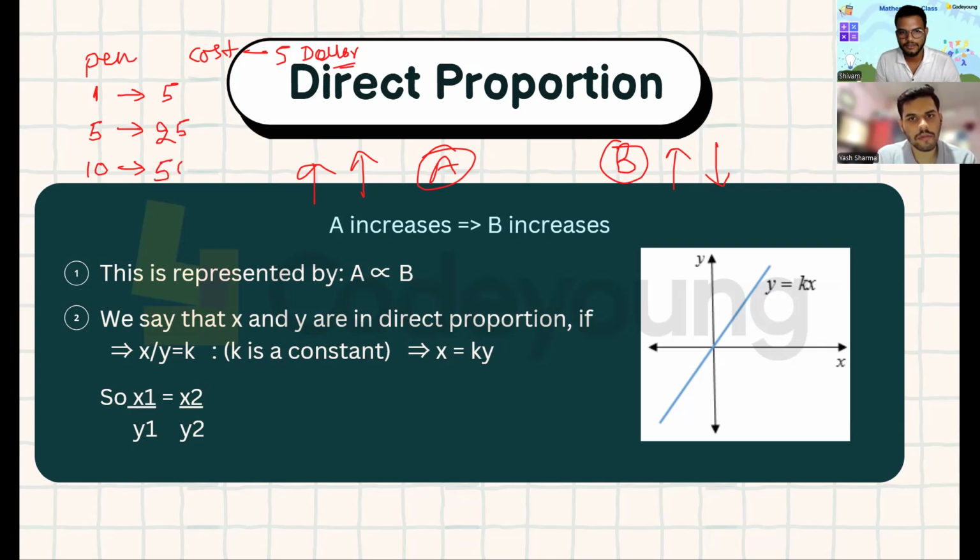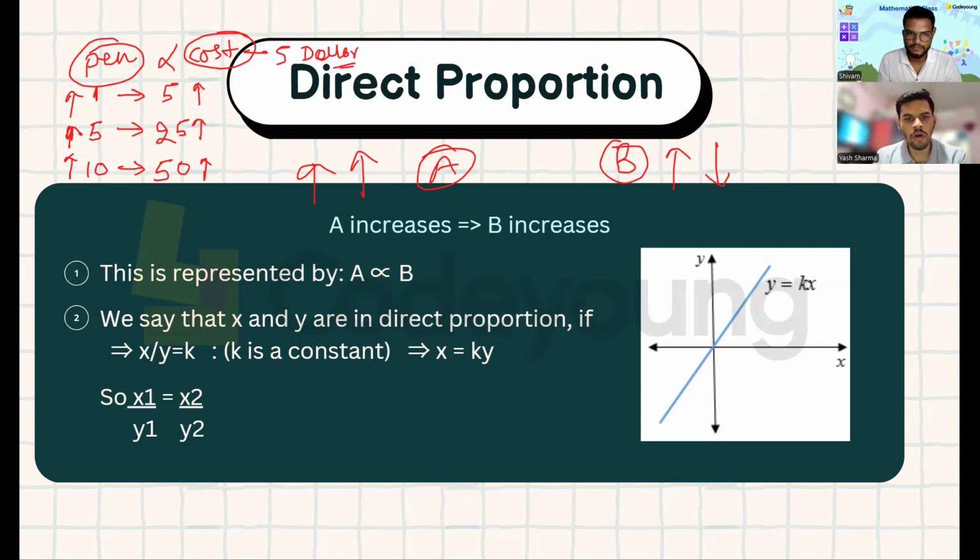Very nice. So you can see the number of pens is increasing, 1 to 5, 5 to 10. Similarly, the cost is also increasing, 5 to 25, 25 to 50. Are you seeing this? If one quantity, the pens, is increasing, then the cost is also increasing. It means these are directly proportional. If one quantity is increasing and the second quantity is also going to increase, then you say it is directly proportional.